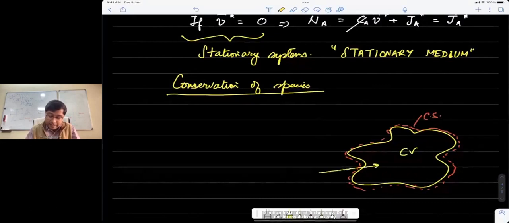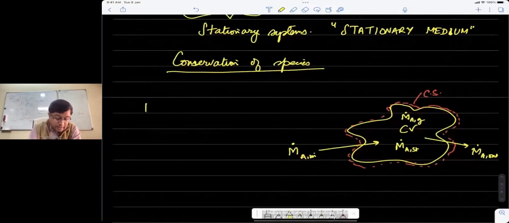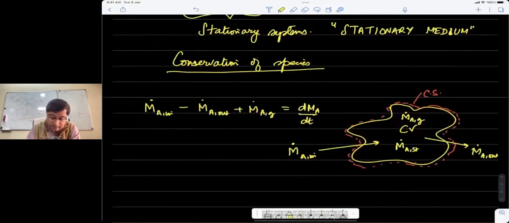And we look at rates at which, let's say, species A in this case enters, the rate at which it leaves, the rate at which maybe it is generated because of a chemical reaction, and then the rate at which it gets stored in this control volume. And so, similar to all conservation principles, we will say m dot A in minus m dot A out plus m dot A generation G is dM_A/dt, which is the m dot A storage. So the same equation is applied, and it's the same derivation.